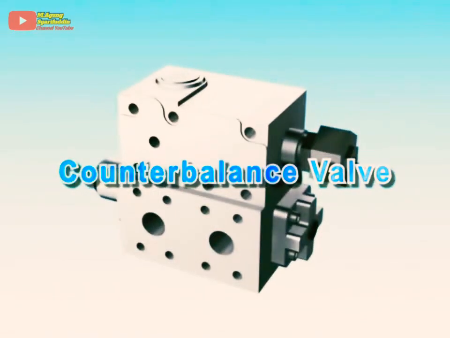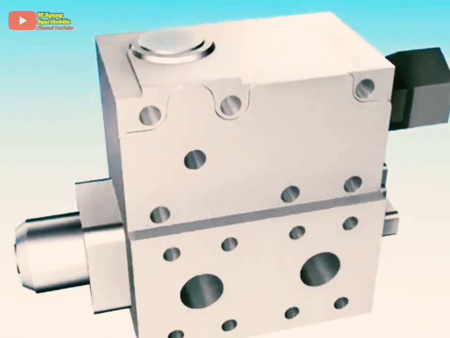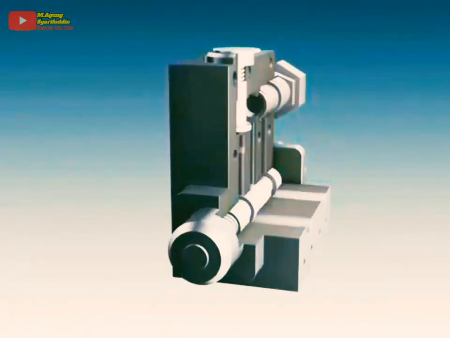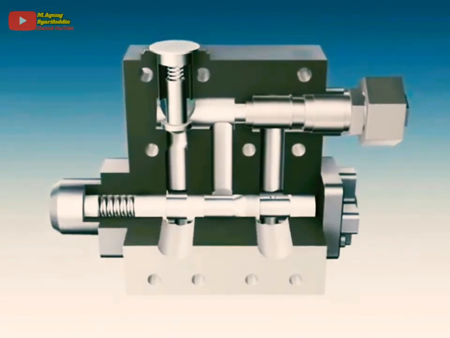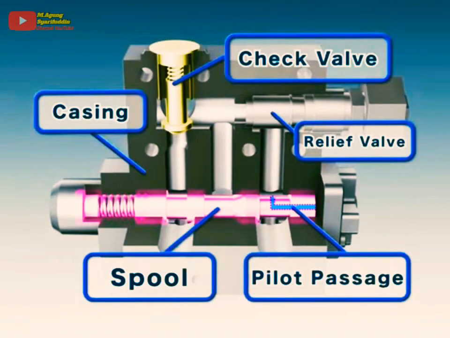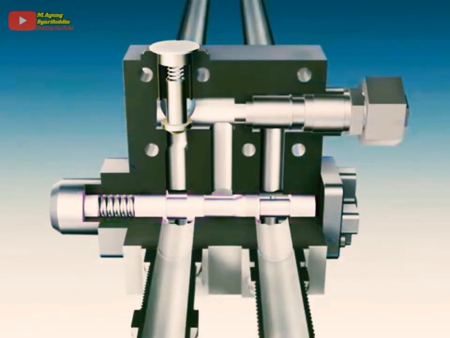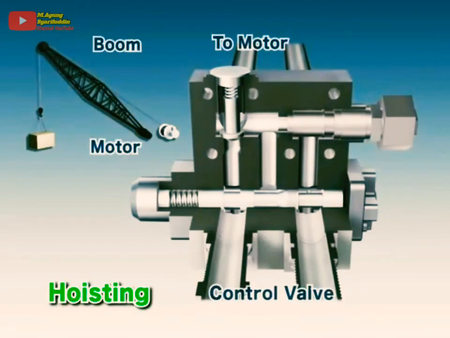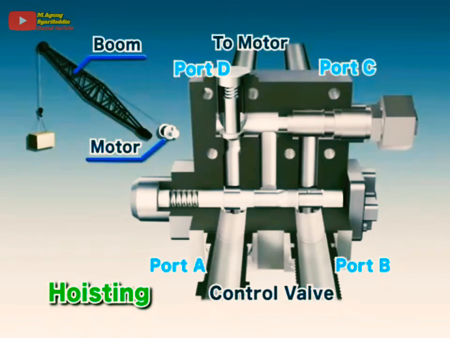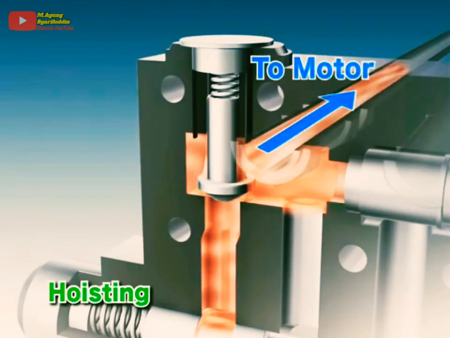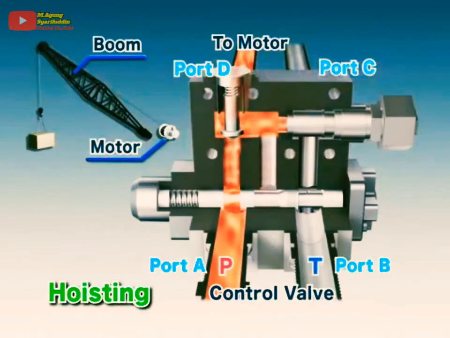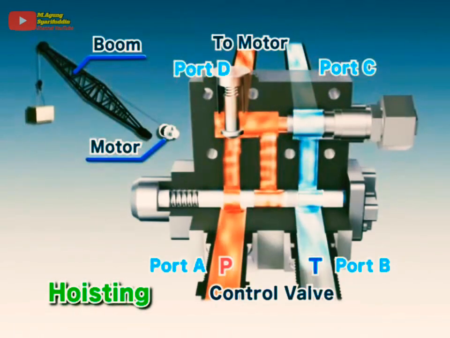The counterbalance valve acts as a braking valve for the hydraulic motor when lowering loads or moving downhill. The valve is composed of a casing, check valve, spool, and other components. When a load is being lifted, hydraulic oil from the pump passes through port A, pushes open the poppet on the check valve, exits through port D towards the motor, and rotates the motor. The returning oil from the motor then passes through port C and B and returns to the tank.